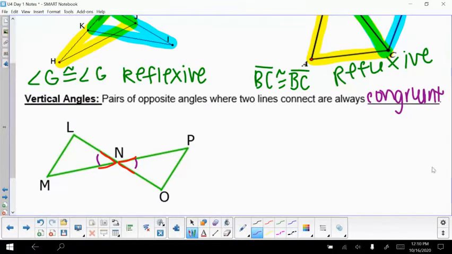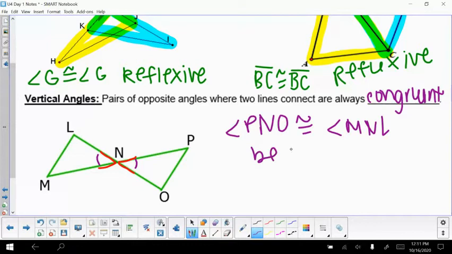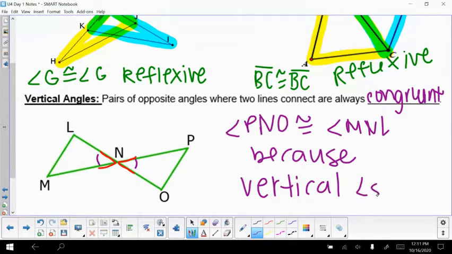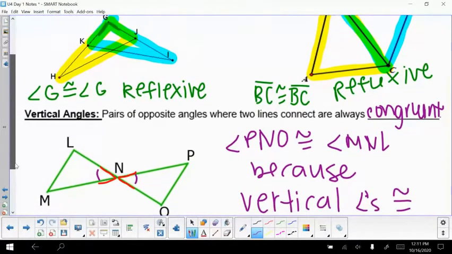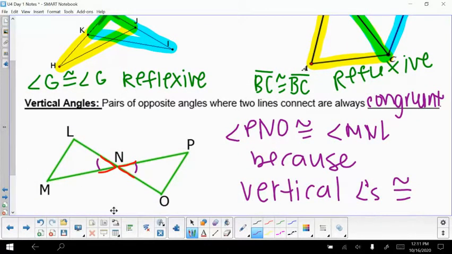So we would name that with 3 letters. So we have PNO is congruent to, we could do MNL because they are vertical. Vertical angles are congruent. So these 2 properties basically are examples of things you can find within 2 triangles that are congruent to each other without having to have a given or it's a property by looking at it. So it's something you can figure out by looking at the diagrams.